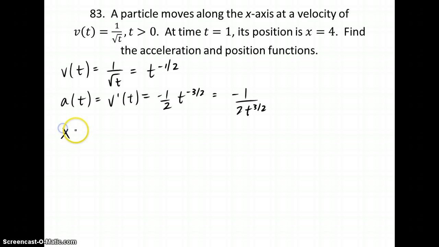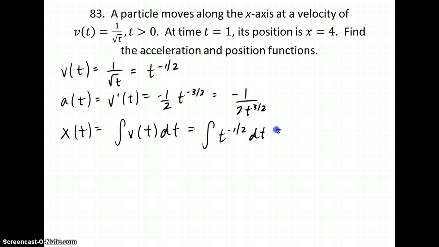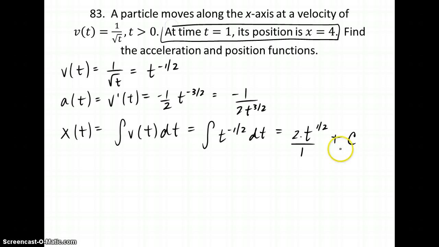Okay, where does the position function come from? The position function is the antiderivative of the velocity function. So the antiderivative using the power rule: add 1 to the exponent and divide by the new exponent. Dividing by 1/2 is multiplying by 2 over 1. And then plus c. Every indefinite integral needs the plus c.